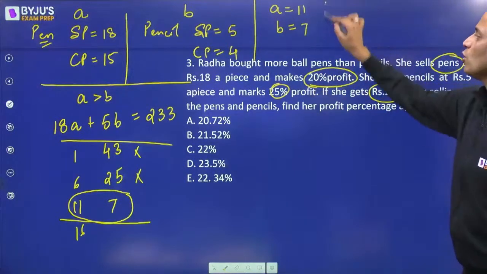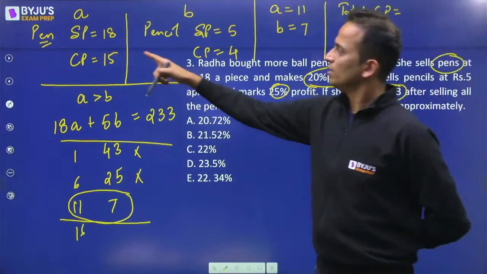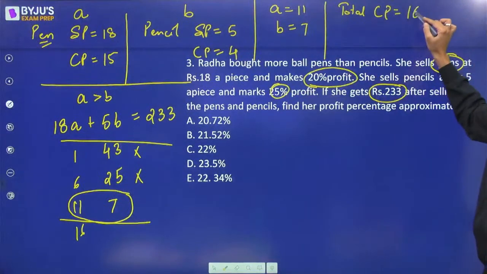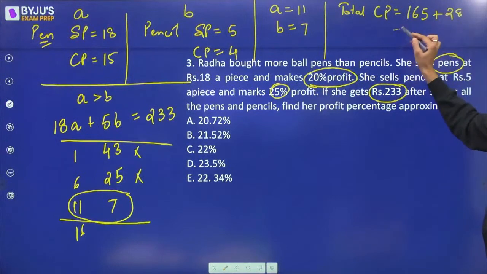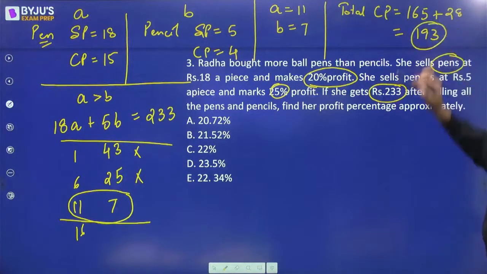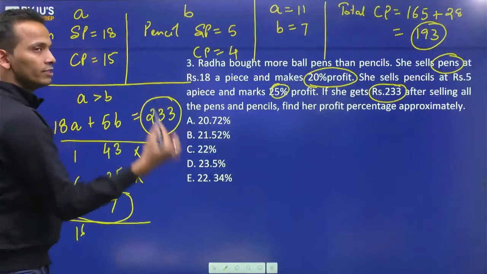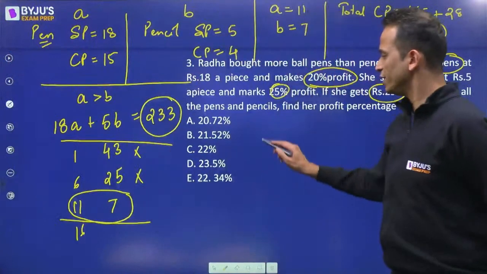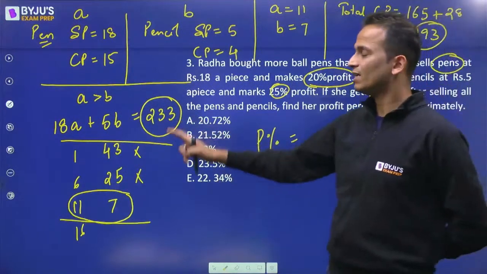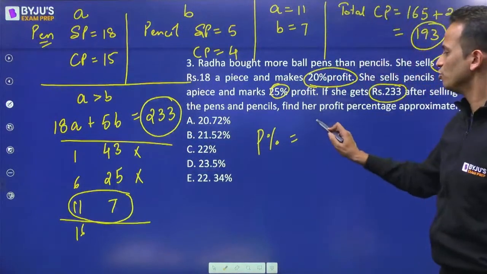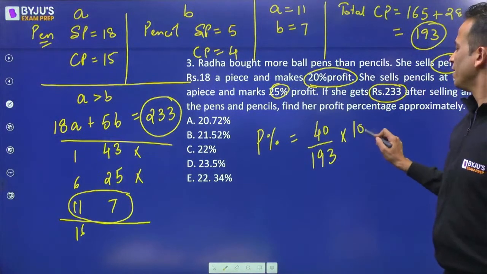Done. Now total cost price will be equal to 15 multiplied by 11, that is 165, plus 4 multiplied by 7, 28. That is 193. So 193 is the total cost price. The total selling price we already know, 233. So we'll calculate the net profit percentage. So net profit percentage is equal to cost price 193, selling price 233. There is a profit of 40 rupees over the cost price of 193 multiplied by 100.